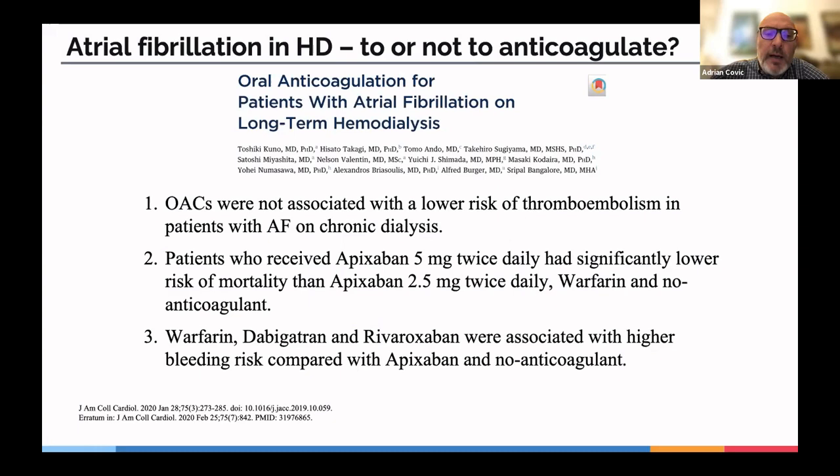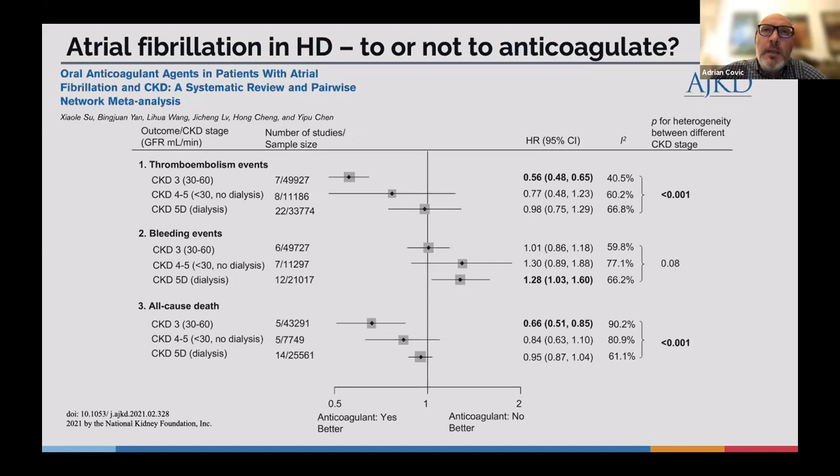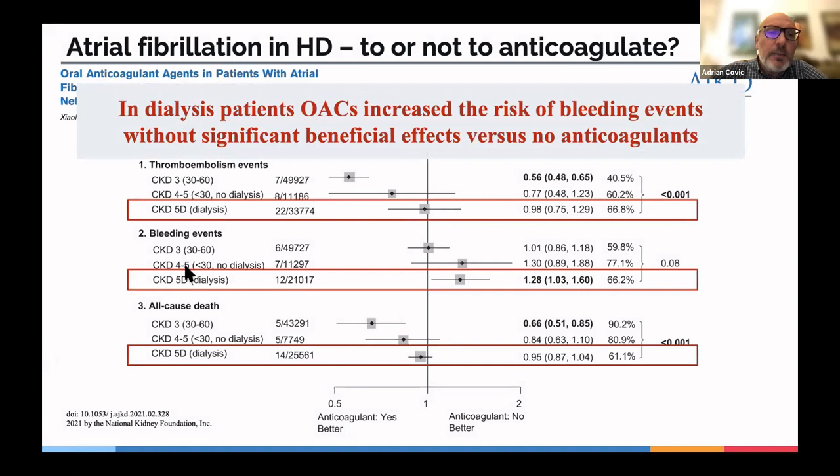compared with no anticoagulation. Now, let me remind you that, in fact, we are dealing with two clearly different types of population. We are dealing with CKD 3 and 4, and even here there are differences between 3, which is rather normal, and 4 and 5, which is close to dialysis, and the dialysis population. And I think this is relevant for our discussion because if we only look at the dialysis population, you can see in this other very recent study published in 2021 in AJKD, in dialysis patients, oral anticoagulants would increase the risk of bleeding events without any significant beneficial effect versus no anticoagulant.